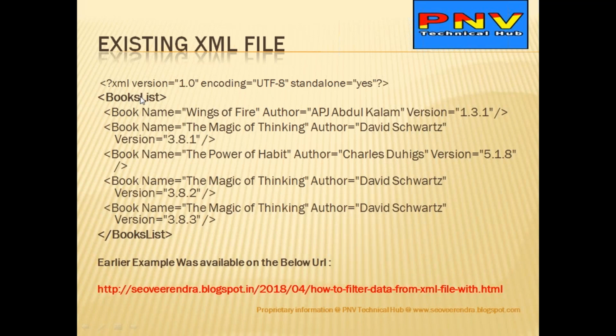Here my root node is booklist. Booklist consists of multiple books' collection information. This is the book name, and one book name is Wings of Fire, another book name is Magic of Thinking, and another is Power of Habit. Like that we have a few book names. So book is a parent element, and this element has some attributes: name, author, version, and other attributes related to this.